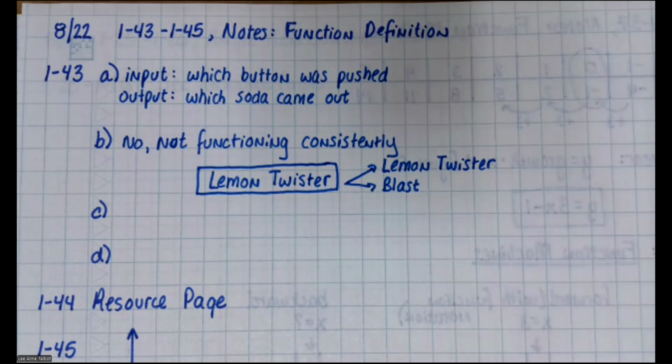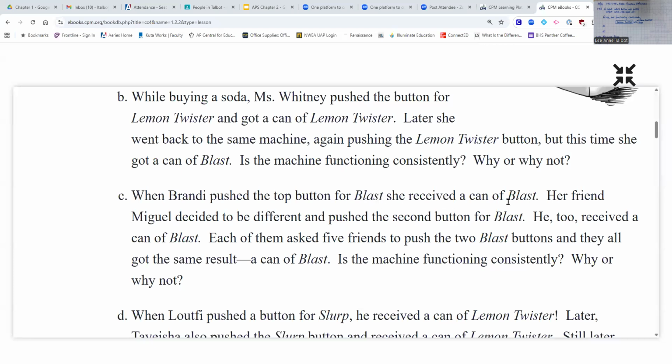Okay. C. When Brandy pushed the top button for Blast, she received a can of Blast. Her friend Miguel decided to be different and pushed the second button for Blast. He too received a can of Blast. Each of them asked 5 friends to push 2 Blast buttons and they all got the same result, a can of Blast. Is the machine functioning consistently? Yes.